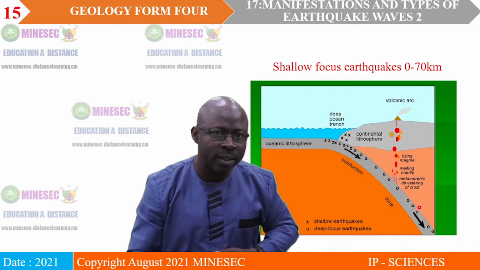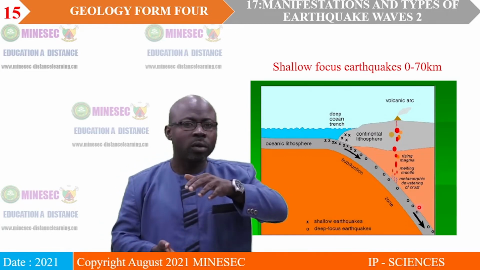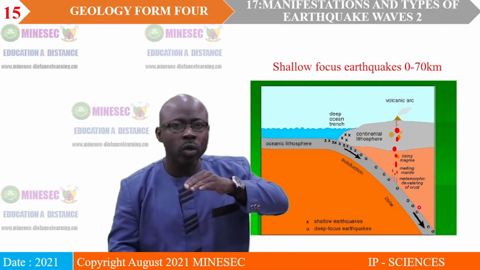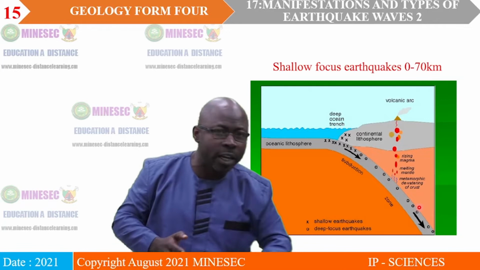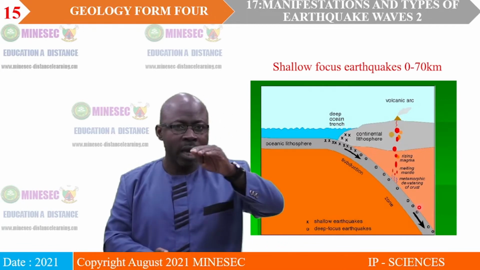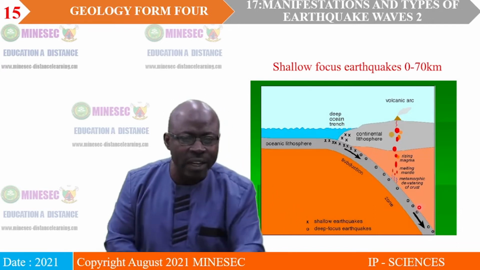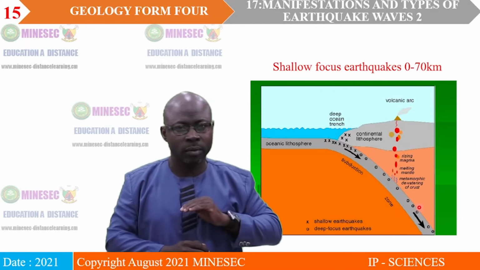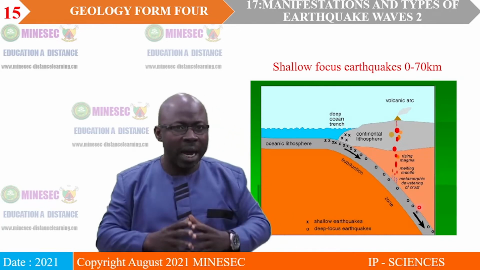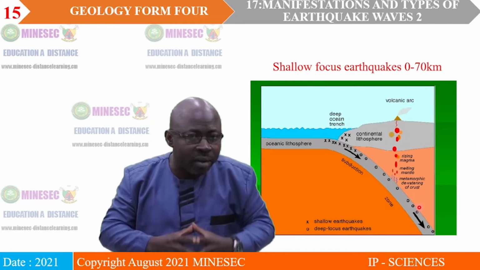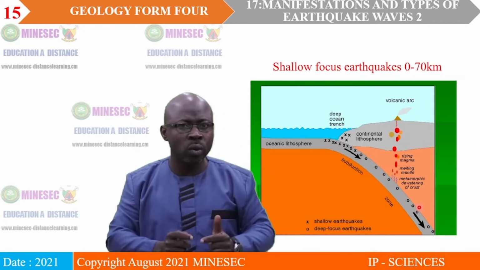So the 70 kilometers is from the upper surface of the earth to around the lithosphere, at most the asthenosphere. Hence, shallow focus earthquakes tectonically are between the upper crust, the continental crust and oceanic crust, and end at the upper mantle. So any earthquake that goes beyond the upper mantle cannot be classified as a shallow focus earthquake, because the criterion for classifying any earthquake as a shallow focus earthquake must be that it has a depth of 0 to 70 kilometers.